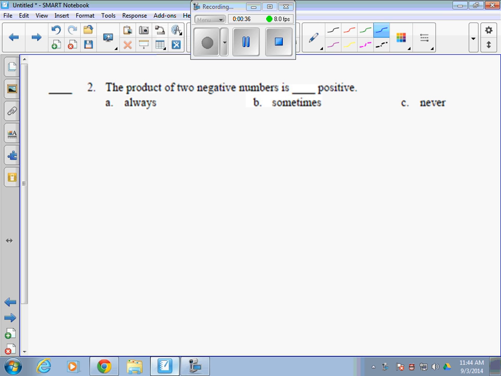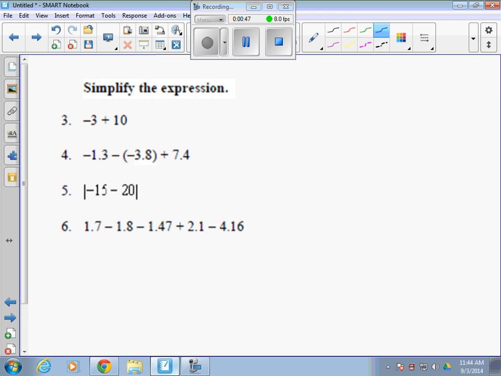The product of two numbers is blank positive. Product means to multiply. Two negative numbers, that means a negative times a negative. Same signs, always positive. A, always positive.